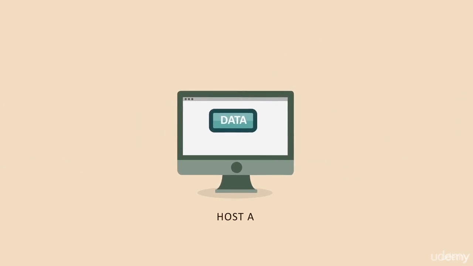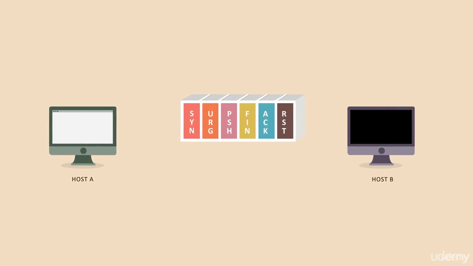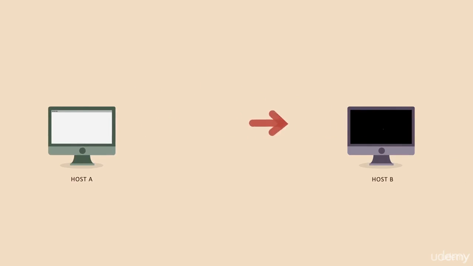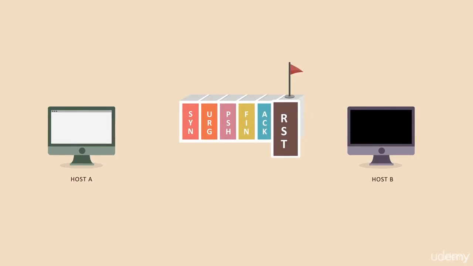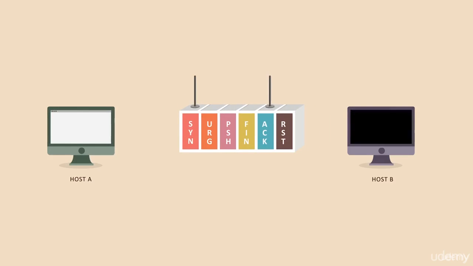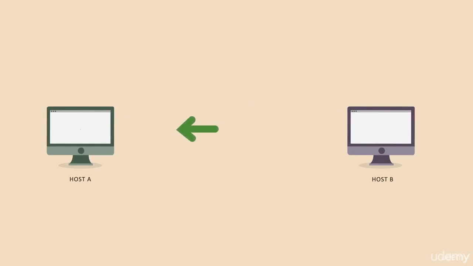When host A needs to send data to host B, connection initiation is done by setting up the synchronization, shortly SYN, flag in the probe. When host B receives this probe, it sends a reply probe with reset flag when it is not available for communication. Otherwise, it sends a reply probe with synchronization acknowledgement, shortly SYN-ACK.